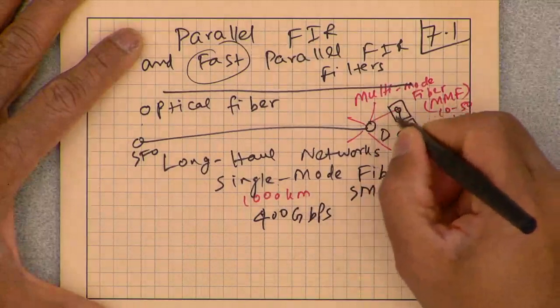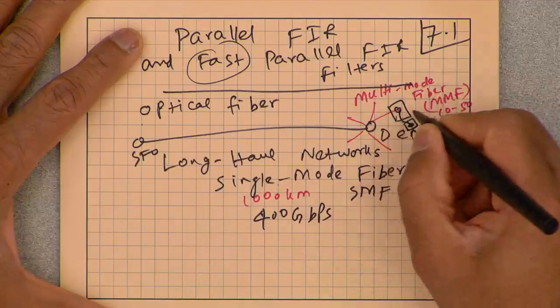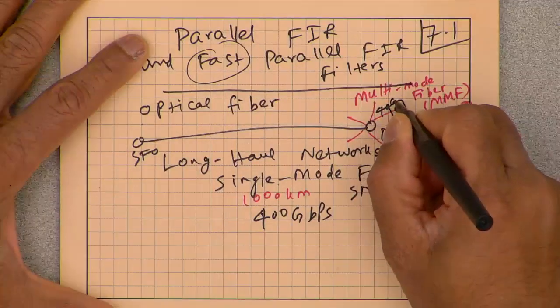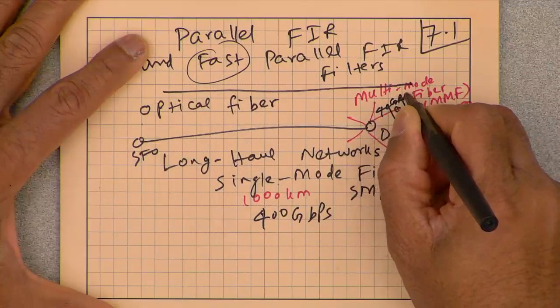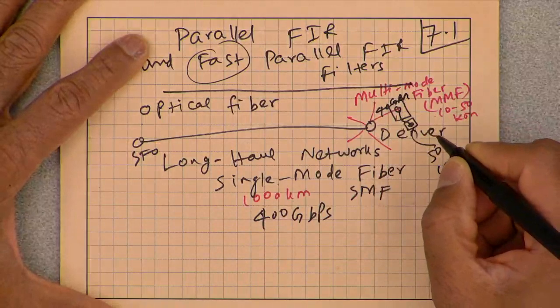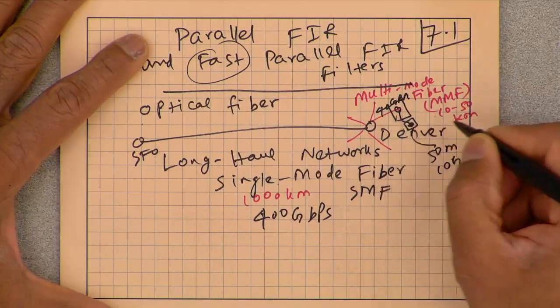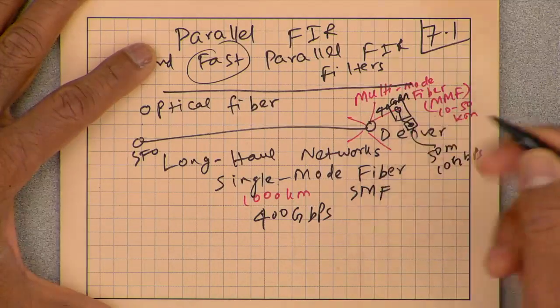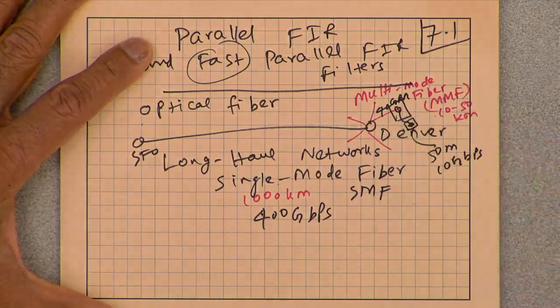These might be, I don't know, 40 gigabit per second, and finally these could be maybe 10 or 10 to 40 gigabit per second.